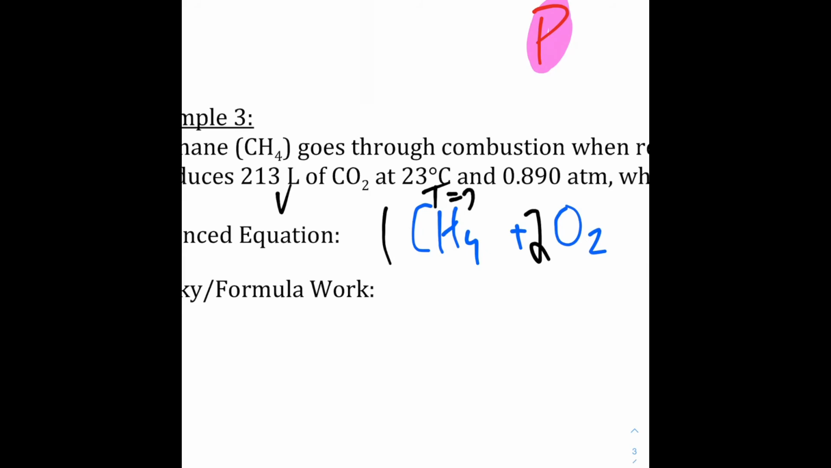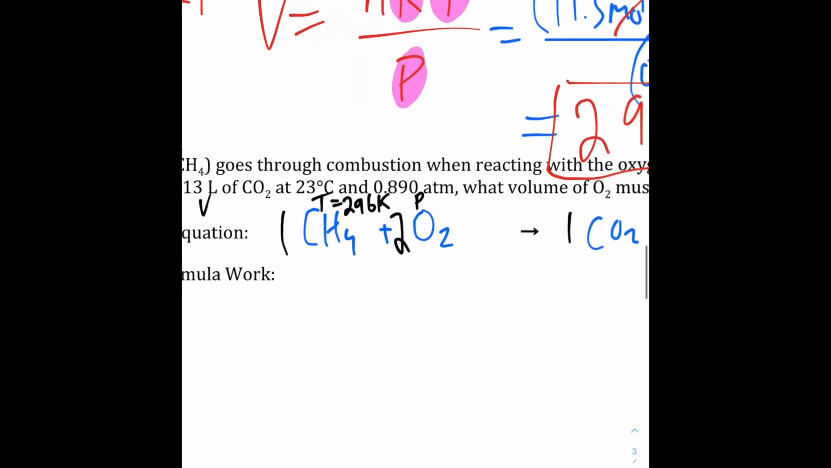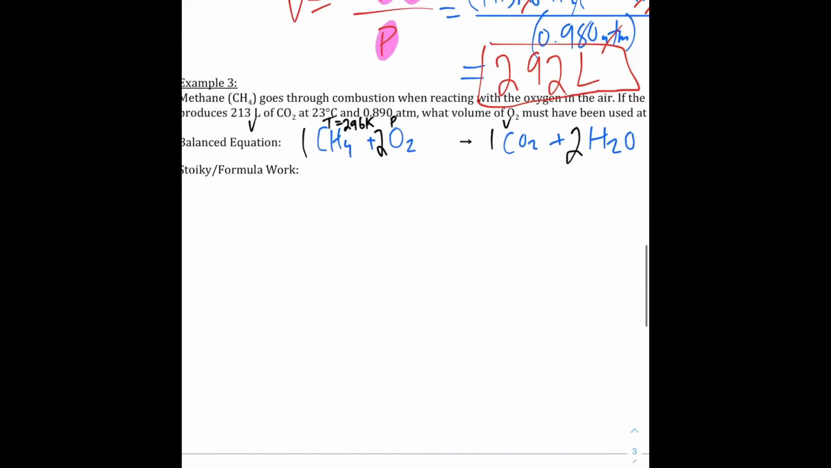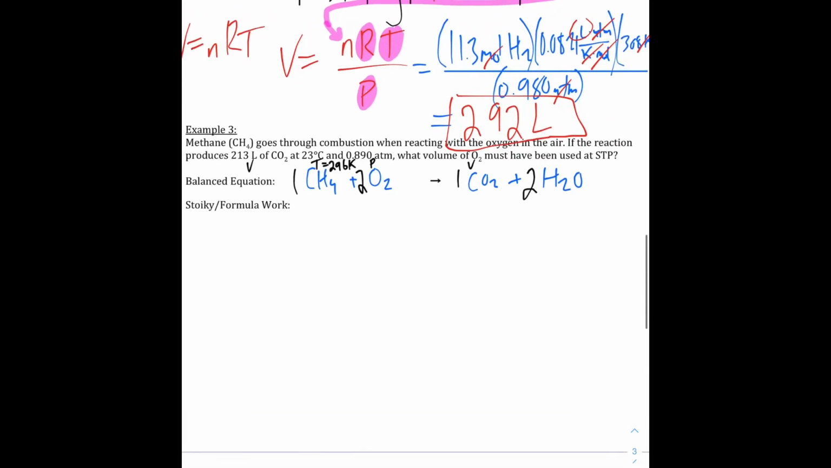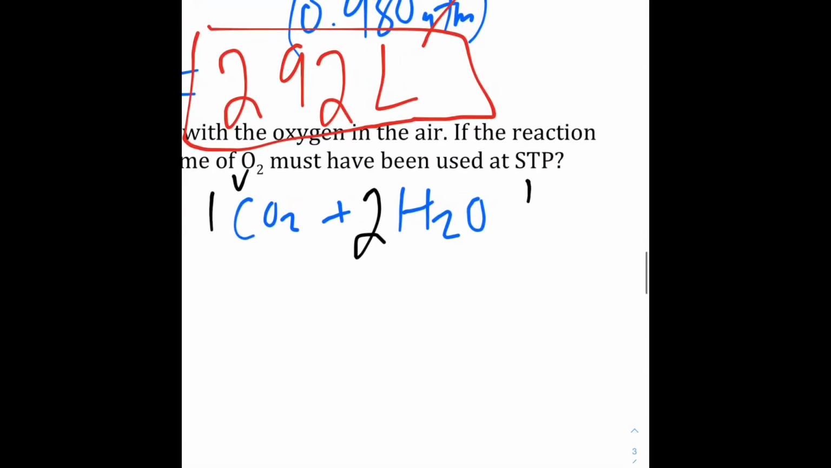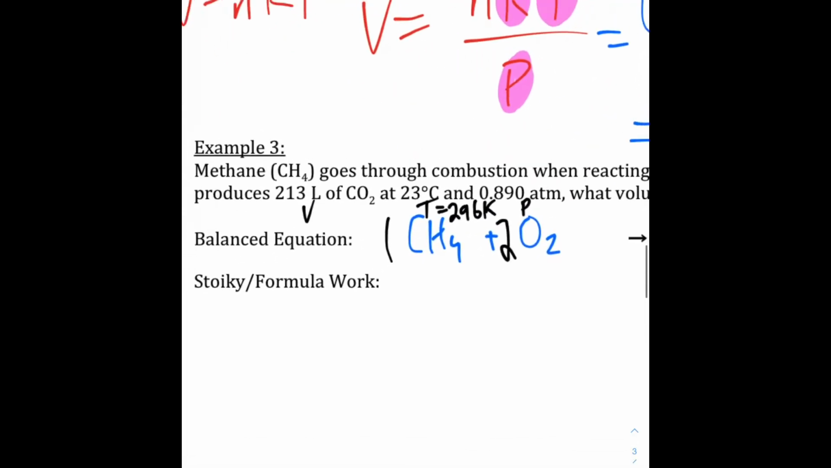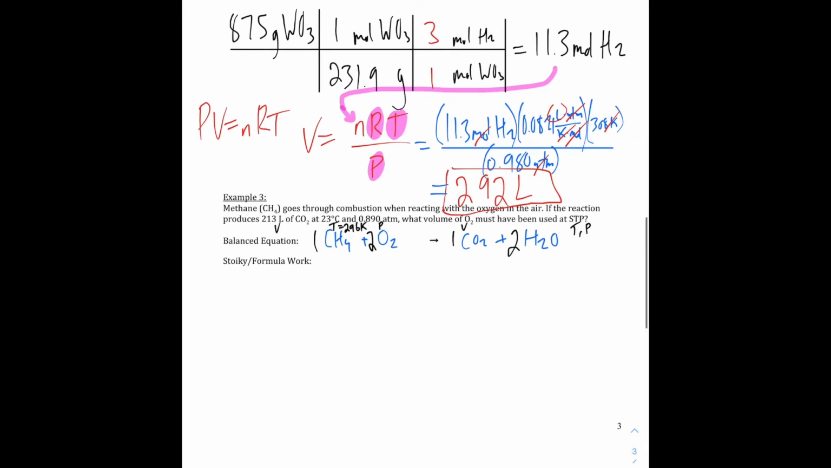Okay, so if the reaction produces 213 liters of CO2 at a temperature of, what is that, plus 273, 296 Kelvin, and a pressure of 0.890 atmospheres, what volume of oxygen must have been used at STP? New temperature, new pressure. Don't let this problem scare you. It's really not that bad. We're given volume, temperature, and pressure of CO2, and we're asked to find something about oxygen.